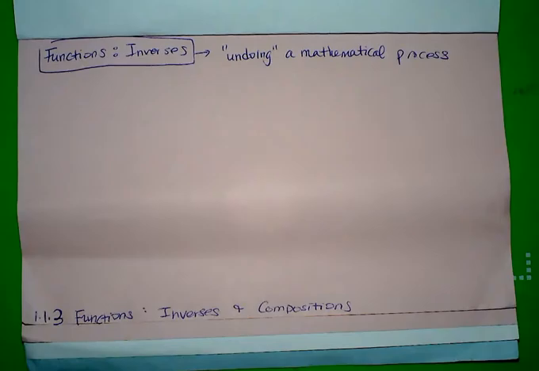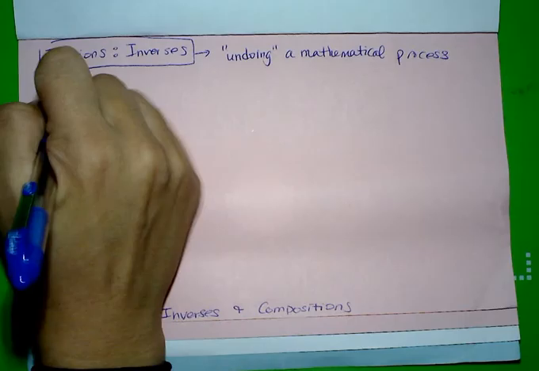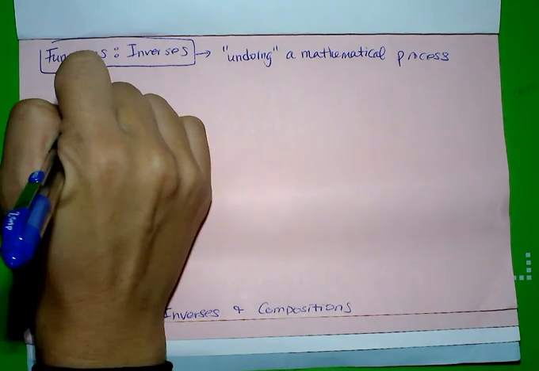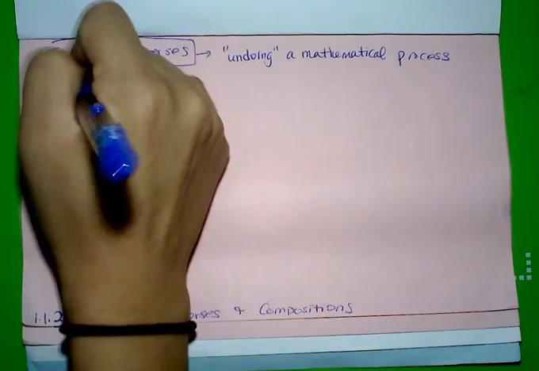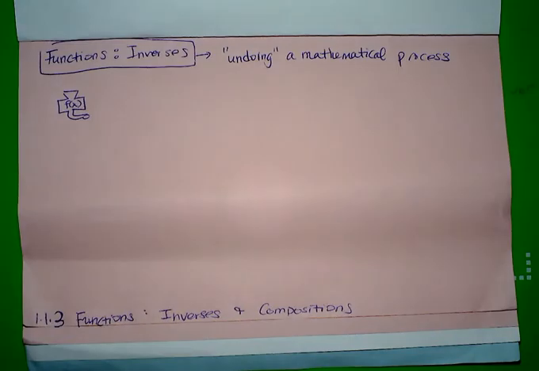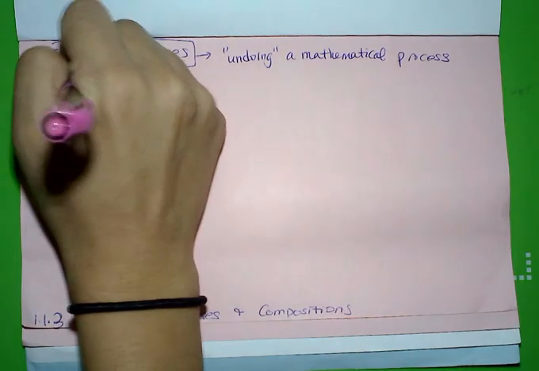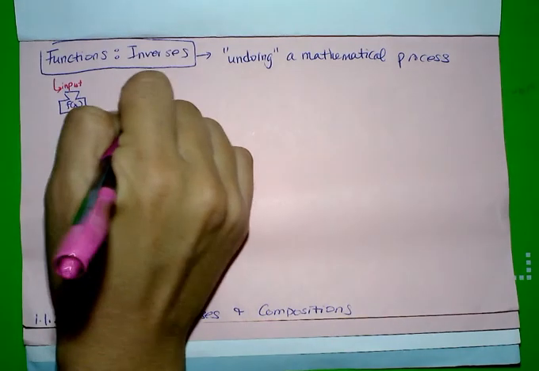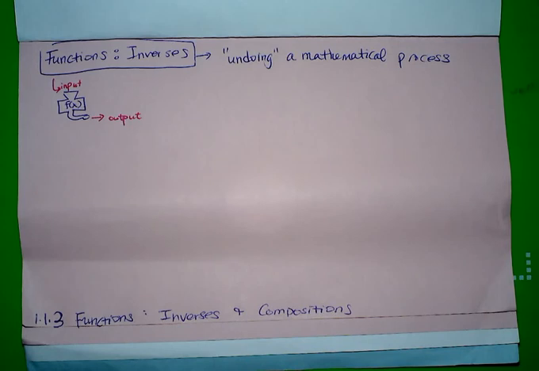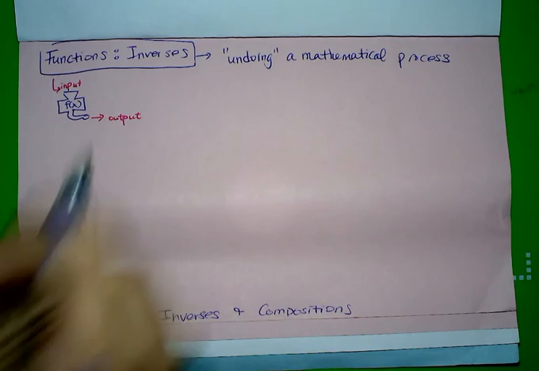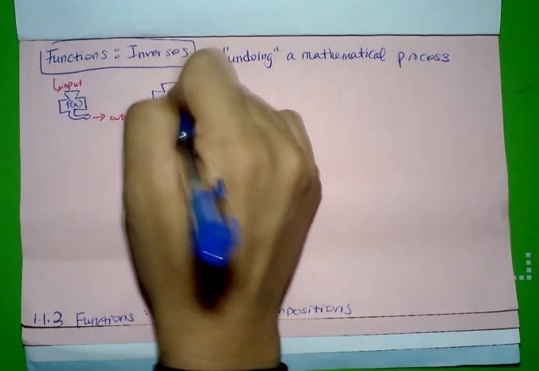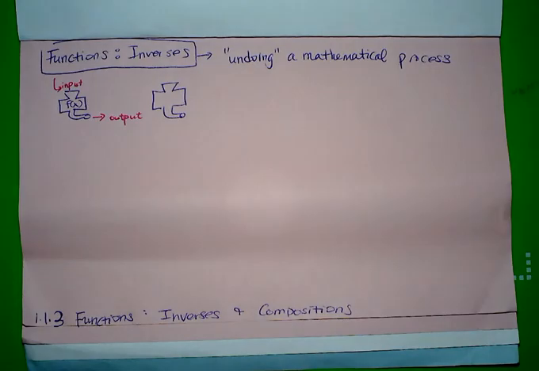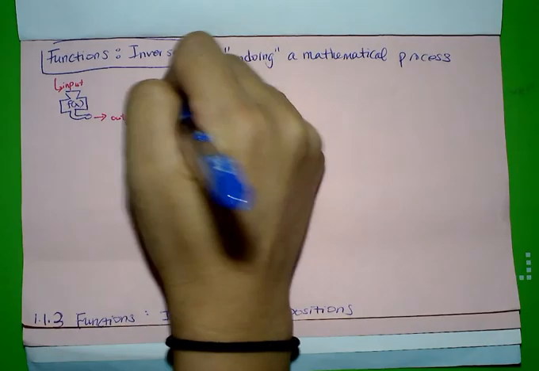So for example, let's draw a little picture here. If we have a function machine, and if I put in an input, I should get an output out, right? What does the other machine do? So it also has an input and an output, but first of all, how do we call this machine? We're going to call it F inverse.